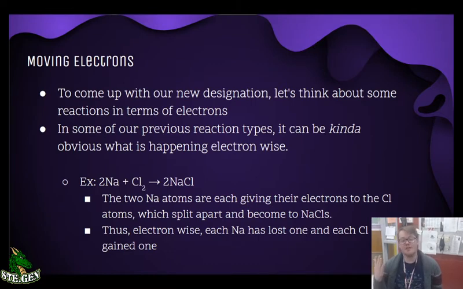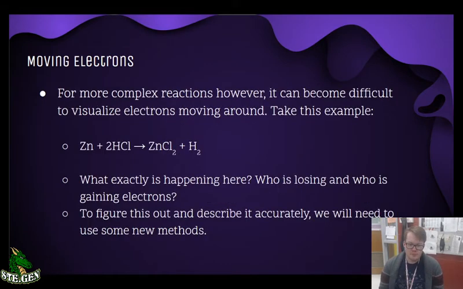So the Cls are then going to say, well, we want an extra electron. The Na say, well, we want to get rid of one of our electrons. And electron-wise, the Na has lost an electron to give it to the Cl, and that's caused that bond to break, and that's caused there to be two separate ionic bonds of an Na and a Cl smushed up against each other, connected to one another. For more complex reactions, though, it can get a lot more difficult to visualize what's going on.